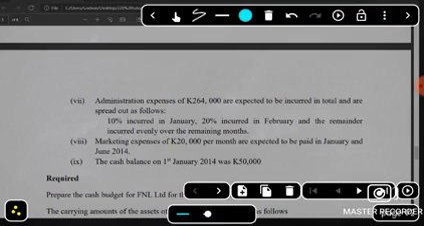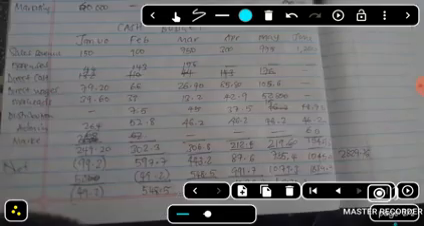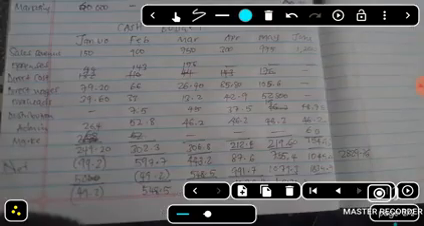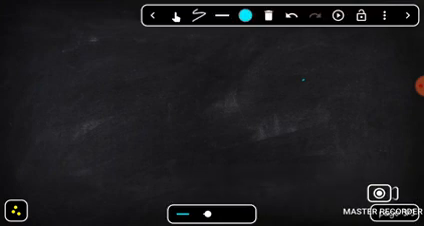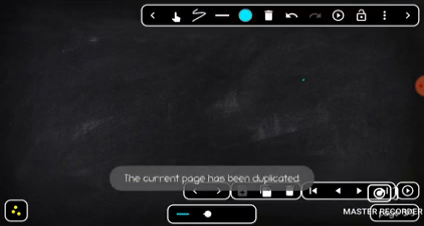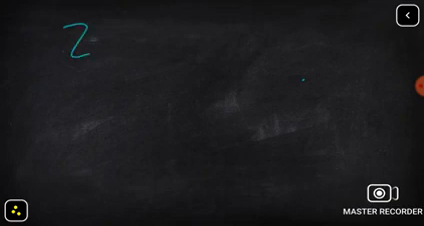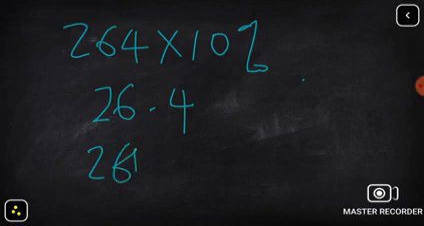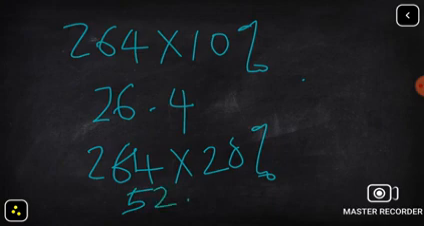you're just going to find 10% of 264 and 20% of 264. Okay, so you're going to find 10% of 264, which is about 26.4. And then you're also going to find 20% of 264, which is just 52.8.